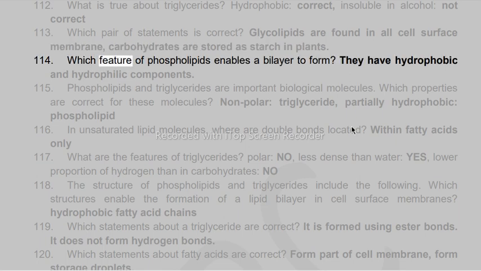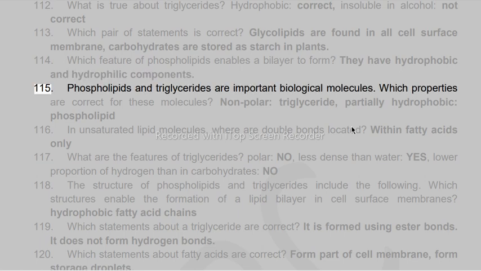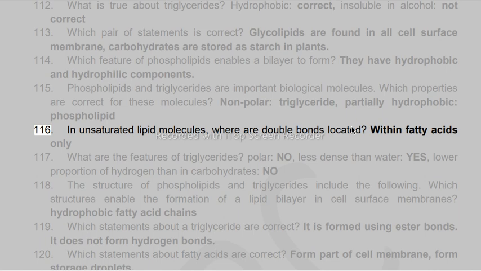114. Which feature of phospholipids enables a bilayer to form? They have hydrophobic and hydrophilic components. 115. Phospholipids and triglycerides are important biological molecules. Which properties are correct for these molecules? Nonpolar, triglyceride; partially hydrophobic, phospholipid.